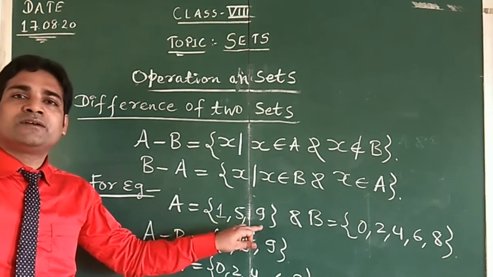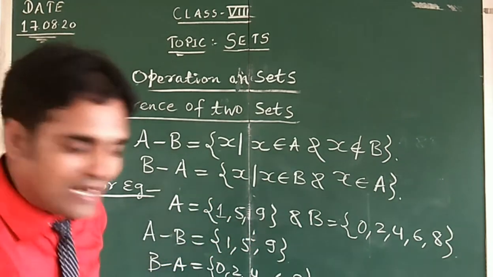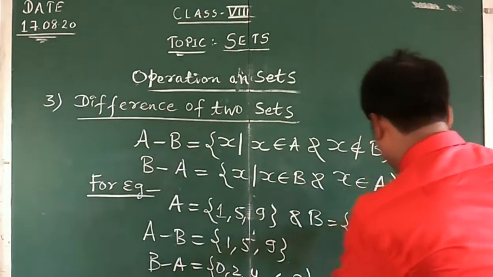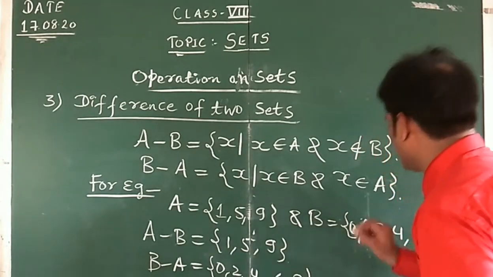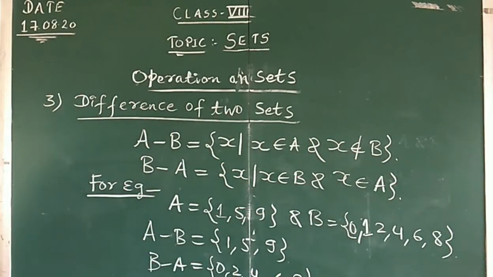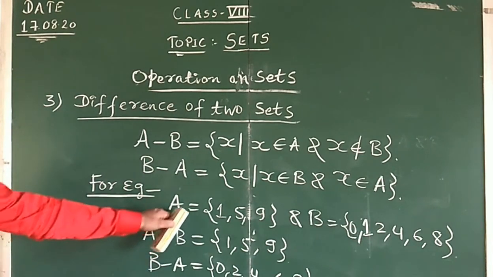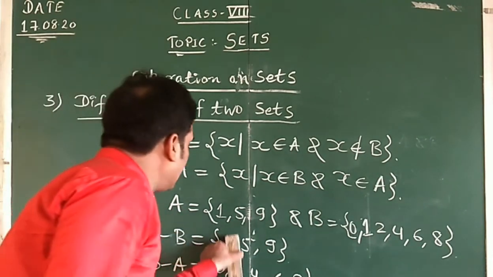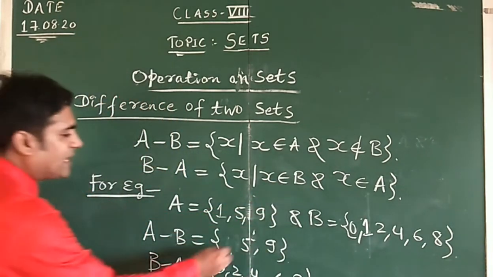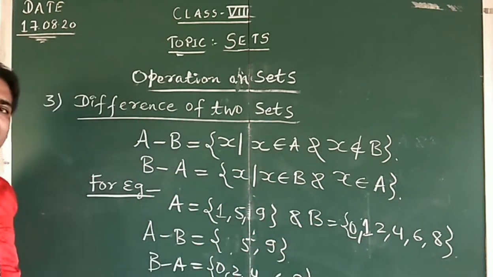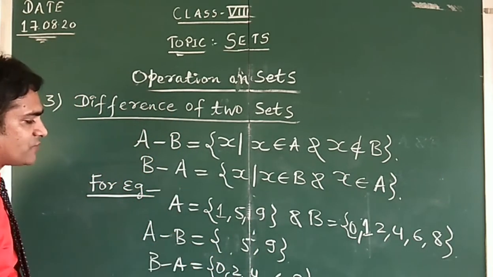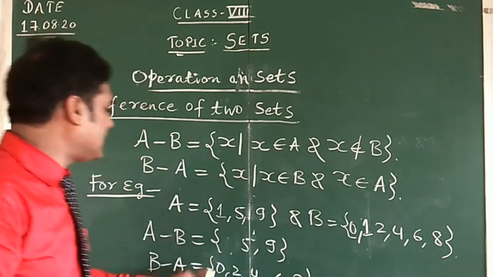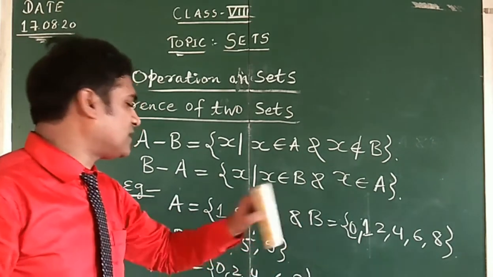But suppose there is a common element between A and B, what can we do? We have to just remove that number. Suppose I write 0 and 1 also. So A minus B is only 5 and 9; we have to remove the 1 here. Similarly, for B minus A, we have to remove 1 here, so we write {0, 2, 4, 6, 8}.